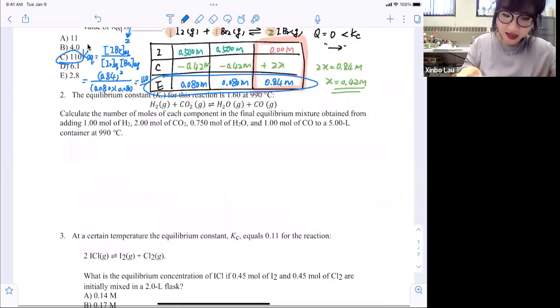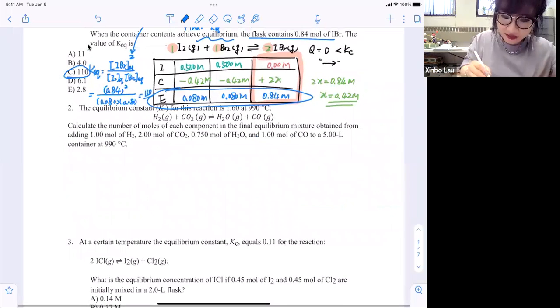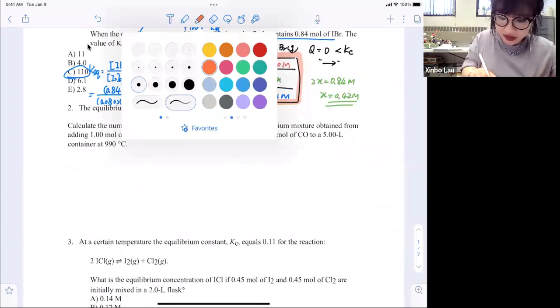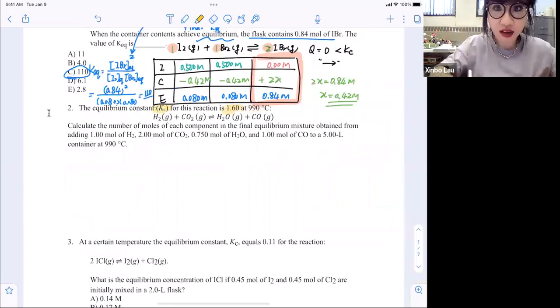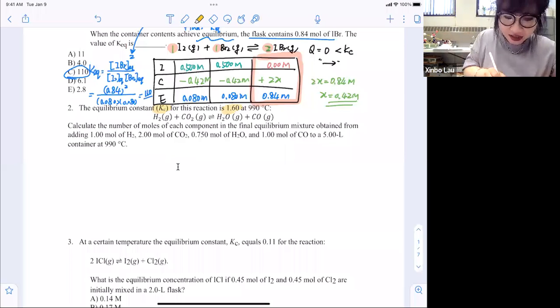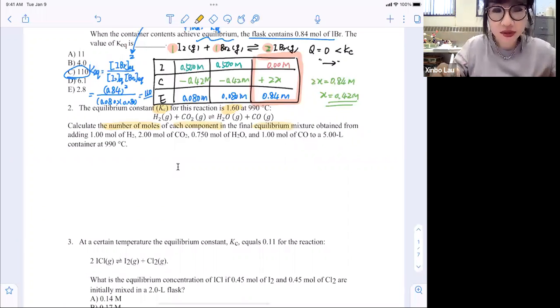Now let's look at the second one. The second question is giving us the KC value, so we know what the equilibrium constant is. The question asks us to calculate the number of moles of each component at equilibrium. Well, remember, when we use an ICE table, we're using molarities. So if I know the volume, I can calculate moles. Okay, so remember that. And then let's keep on reading.